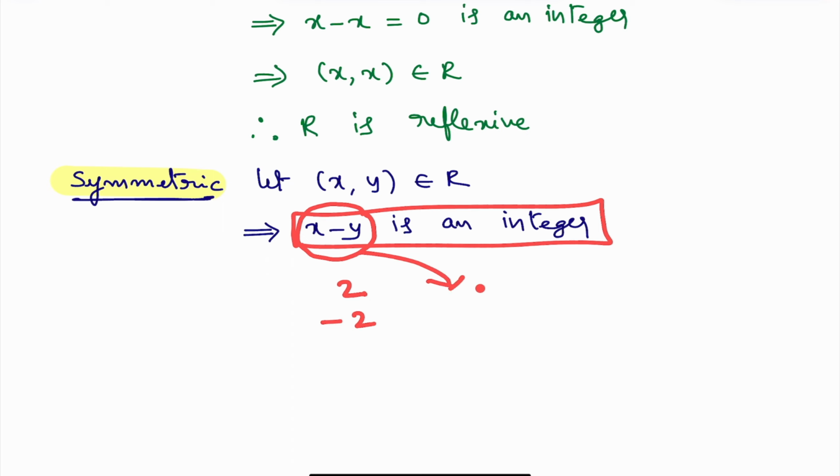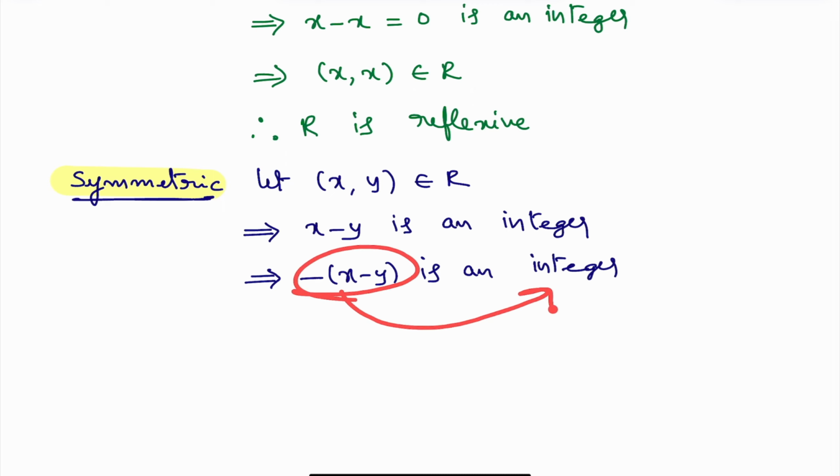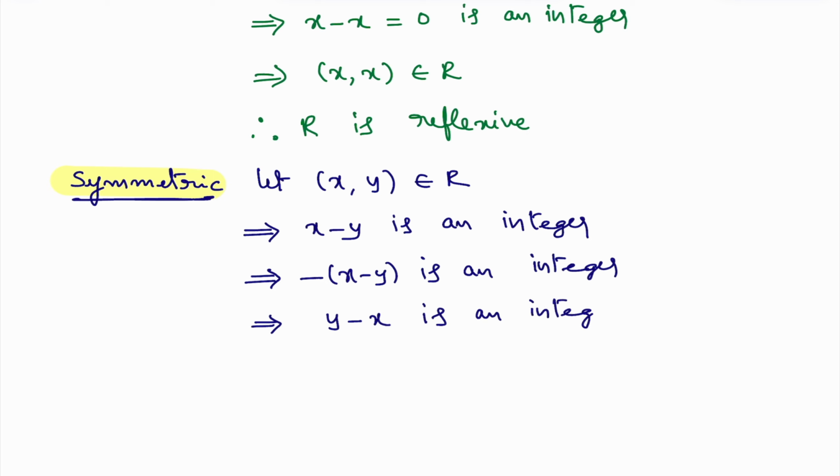Suppose x minus y is minus 4. Then minus of minus 4, that is also an integer. What I am trying to say is, if x minus y is an integer, then minus of (x minus y) is also an integer. Minus of minus 4 is plus 4, an integer. Minus of (x minus y) is what? Minus of (x minus y) is y minus x. So here we got that y minus x is an integer.